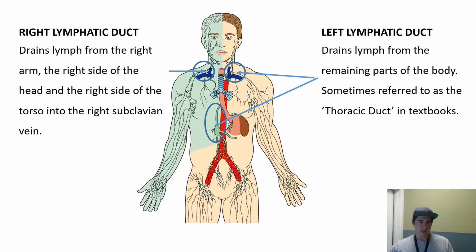Just like our left and right subclavian veins, you have these ducts which enter those subclavian veins. The right lymphatic duct drains lymph from the right arm and the right side of the head and the right side of the torso into the right subclavian vein, and it's that green thing that's funneling into that right subclavian vein. And then the left lymphatic duct, which is sometimes called the thoracic duct, drains lymph from the remaining parts of the body. So left upper half of the body and all of the lower half of the body.